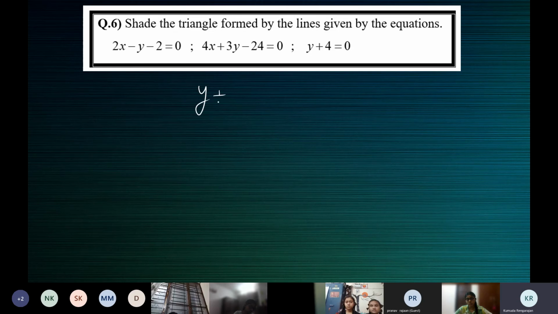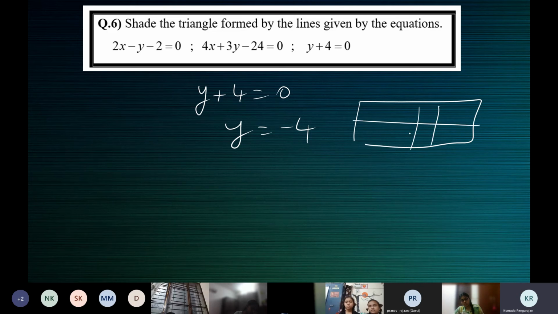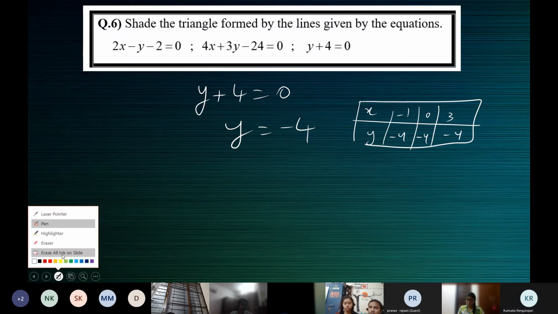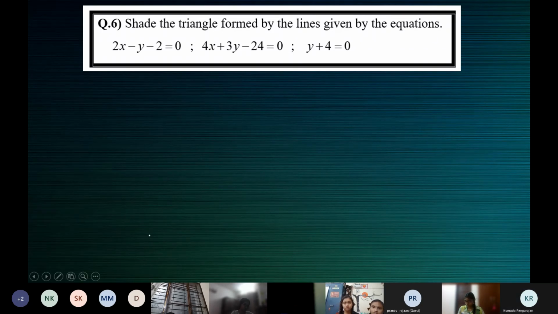So y plus 4 is equal to 0 means y is equal to minus 4. That means y is always minus 4. Y is always minus 4 for any value of x. Okay. Is that fine, children? Yes, ma'am.